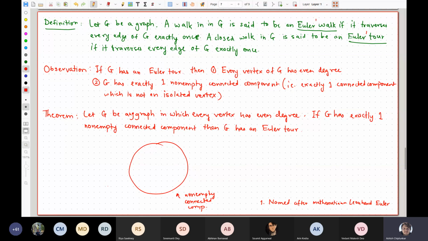Vedant, your hand is still up. Did you want to ask something? Say something? No, acha, no.